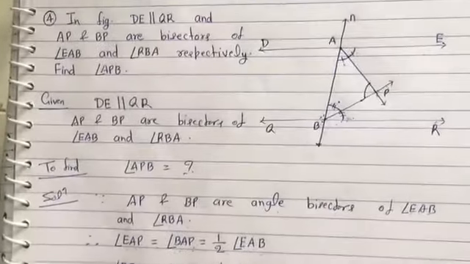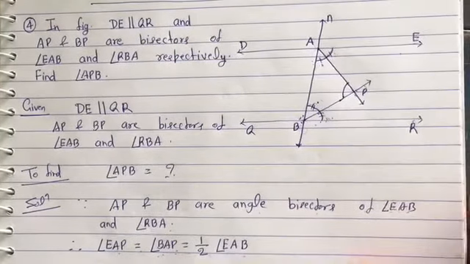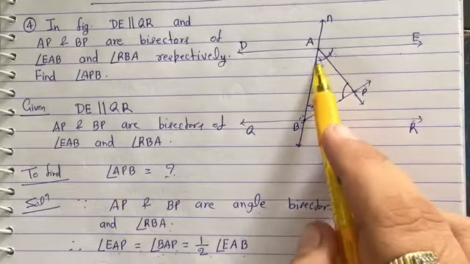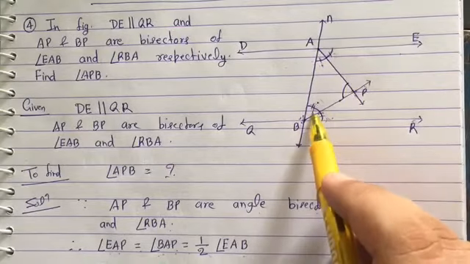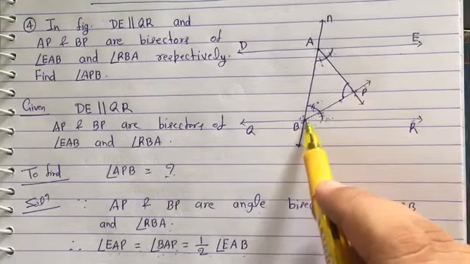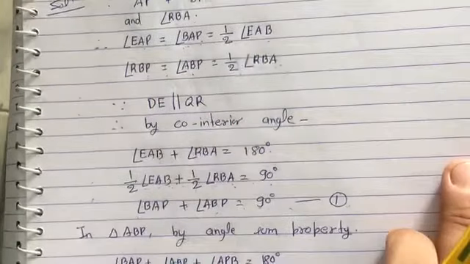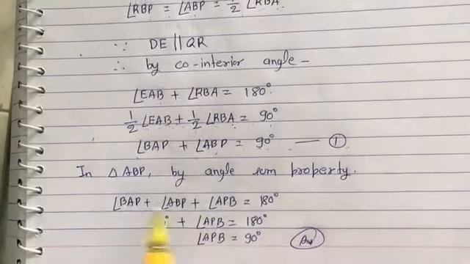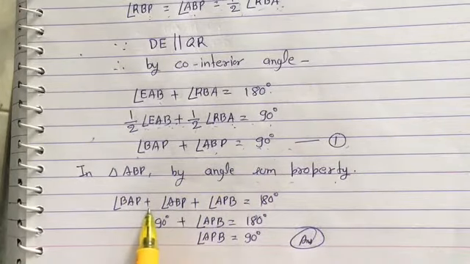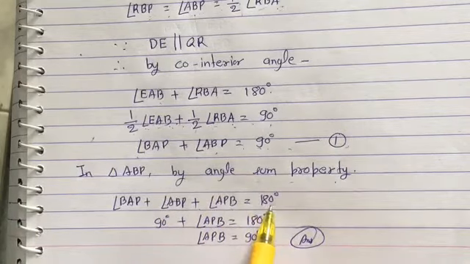And now, the last thing is, we are going to apply the angle sum property, where in triangle APB, the first angle is this angle BAP, the second angle is this angle ABP, and the third angle is this angle APB. The sum of all these three angles is what? 180 degrees. Apply the property first of all. In triangle ABP, by angle sum property, angle BAP plus angle ABP plus angle APB is equal to 180 degrees.